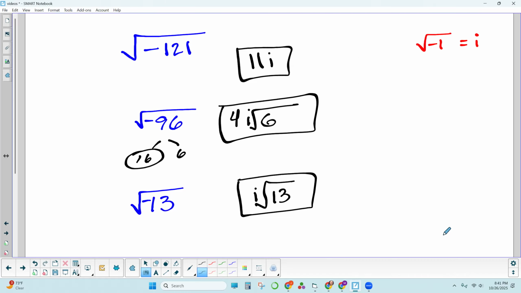So hopefully this clarifies how to approach these when you're solving quadratic equations or simplifying.